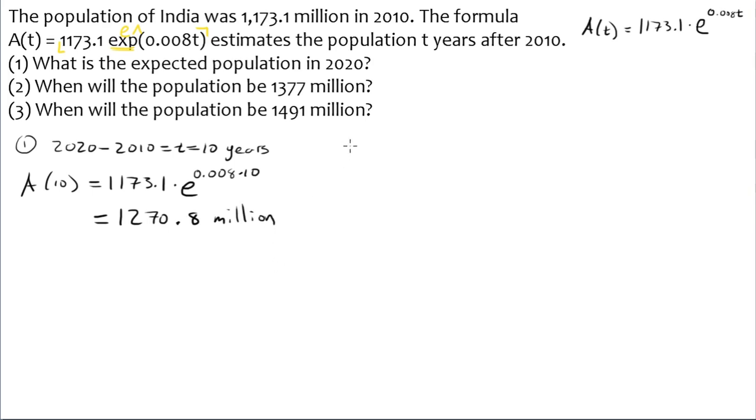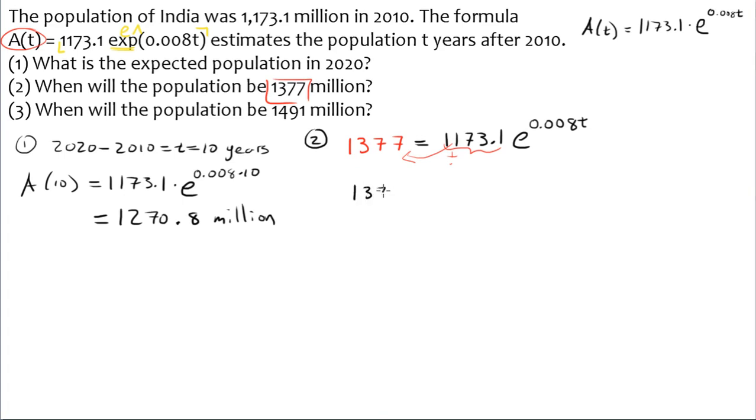Great. Let's take a look at number 2 here. In number 2, we're not given the time, we're given the population. And that's going to be substituted in right here for A of t. So 1377 is going to be equal to our 1173.1 e to the 0.008t. So I'm going to take this and divide by this factor, so it's going to go on the bottom over here.